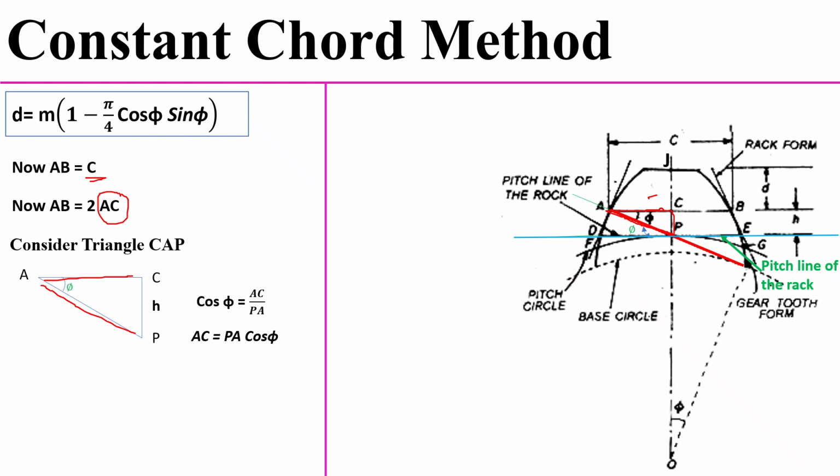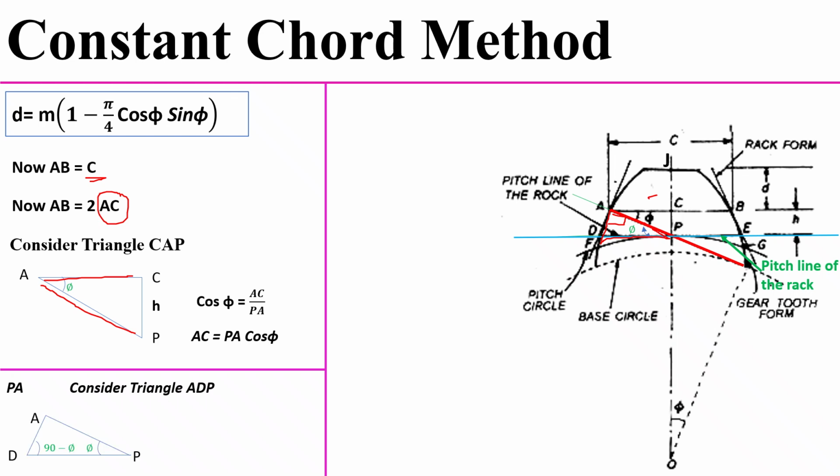Once again we have to determine the PA value. For this we have to consider another right angle triangle, that is the right angle triangle ADP. From this triangle, here making the angle phi, here at D it is 90 minus phi. From this, sin 90 minus phi equal to AP divided by DP, which is cos phi equal to AP divided by DP. Then AP or PA is equal to DP into cos phi.